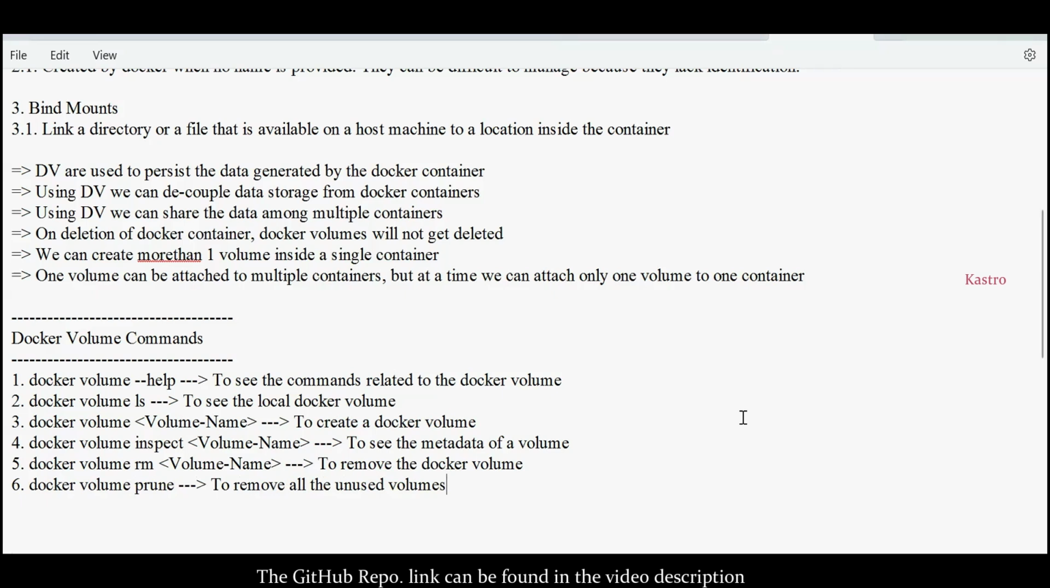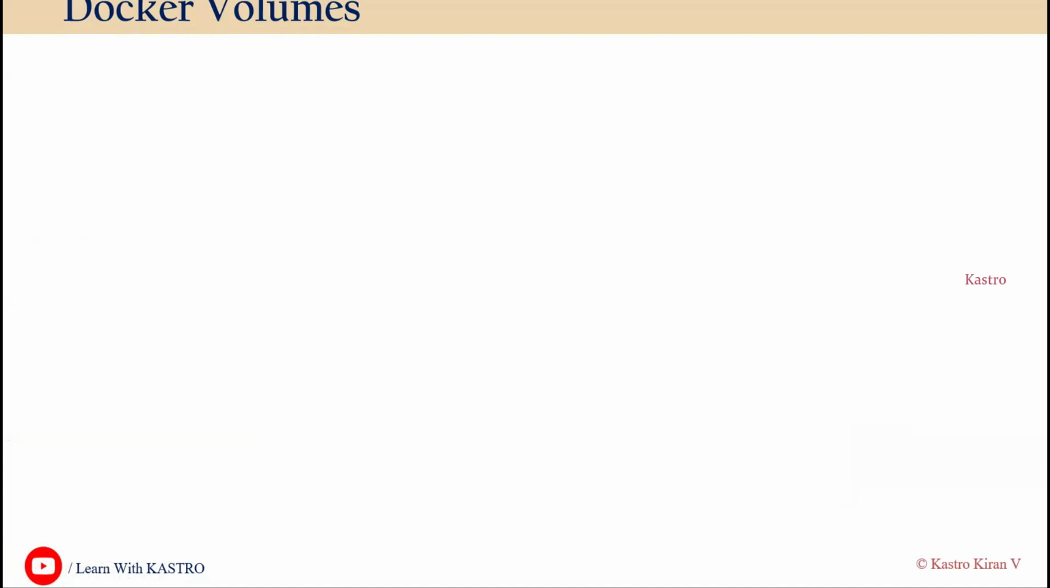So these are the simple commands that you need to have an idea about before we talk about the Docker volume practical case scenario. But before we jump into the practical case scenario, let me show you a brief overview about how Docker volumes are going to help us in real-time scenarios. So let's understand how Docker volume is going to help us in real-time scenarios.